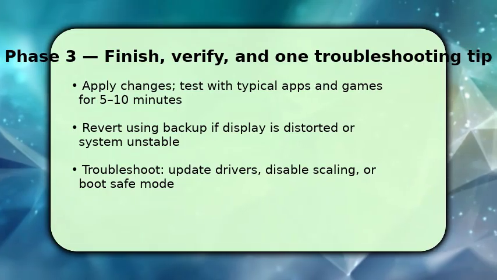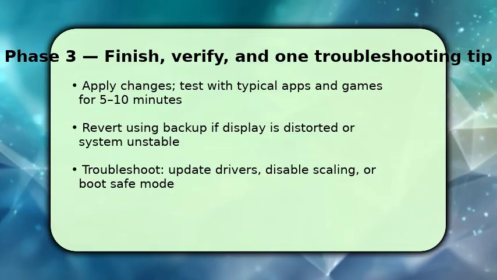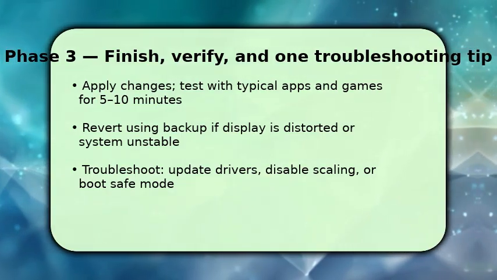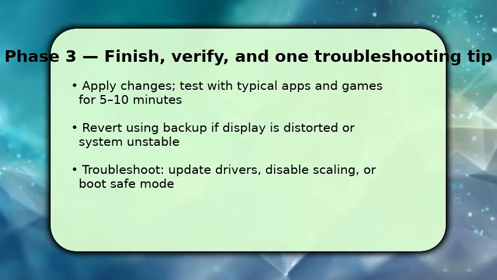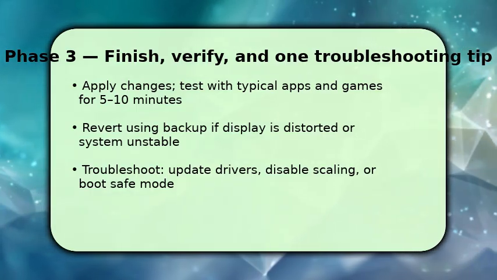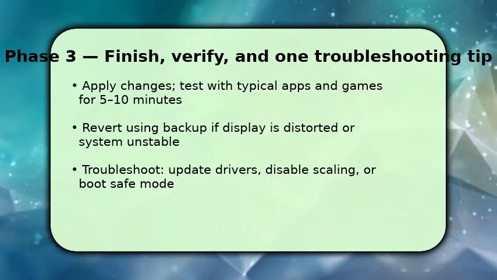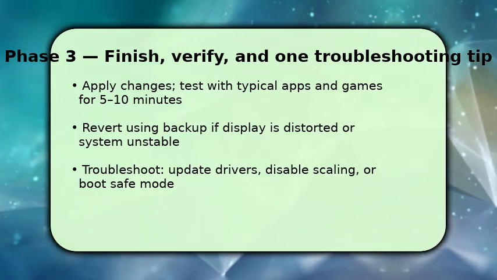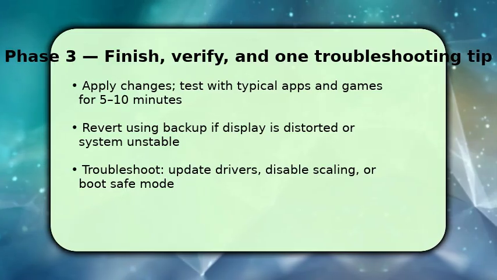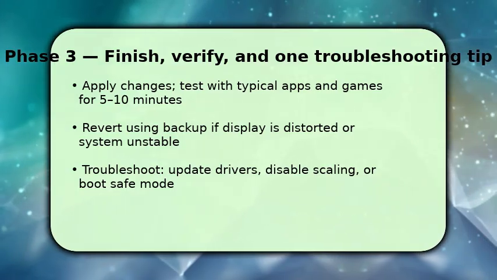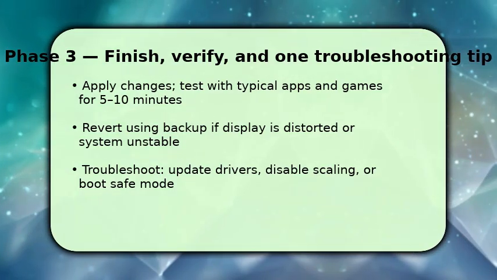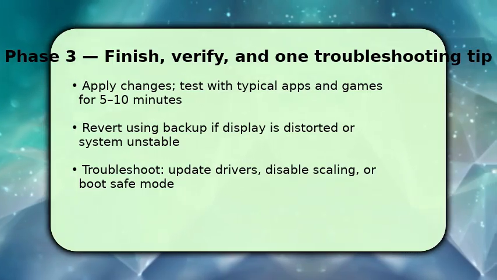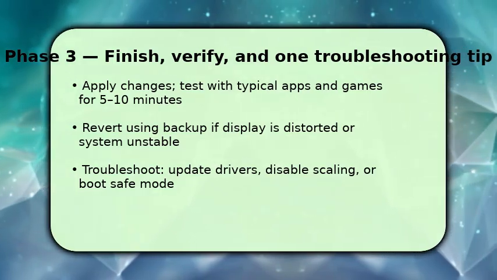visual clarity. If the display is distorted or system performance drops, revert immediately using your backup profile. This prevents persistent issues. If problems persist, update GPU drivers, try disabling Windows scaling, or boot into safe mode to remove conflicting software. One key troubleshooting tip: if you lose signal, wait 15 seconds for automatic revert or use the hotkey to restore the.